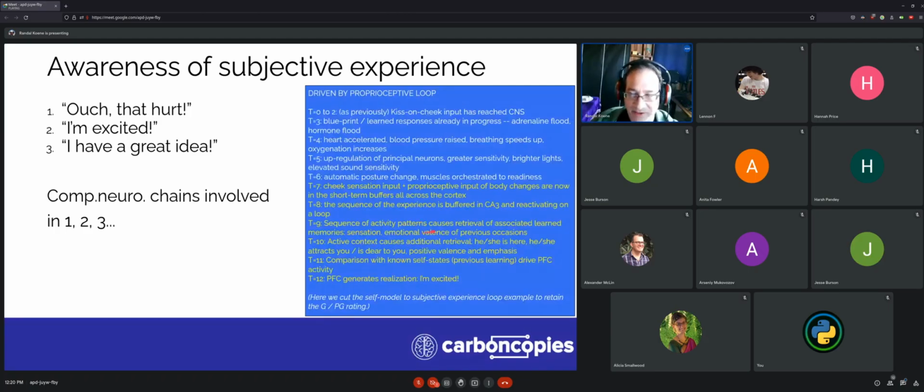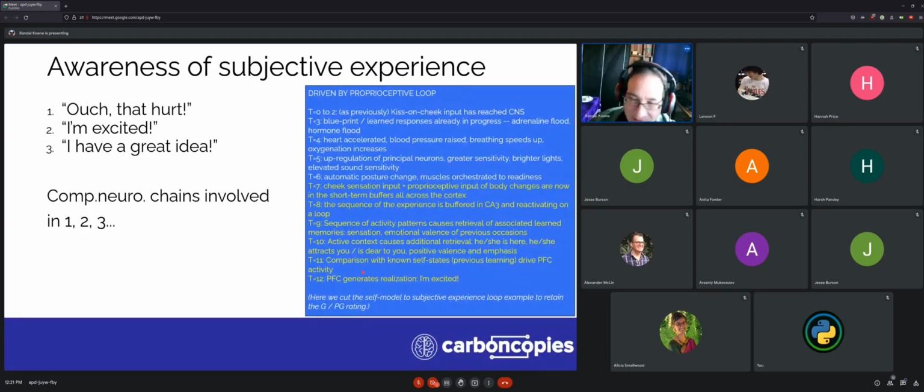The sequence of activity patterns causes retrieval of associated learned memories, like a sensation, emotional valence of previous occasions, other kisses that you've had. Then in time step 10, the active context that you're in causes additional retrieval. There's more stuff going on besides just the kiss. He or she is here. He or she attracts you or is dear to you. So you attach a positive valence and an emphasis to all of this that's going on, to the same pattern that's in your working memory already.